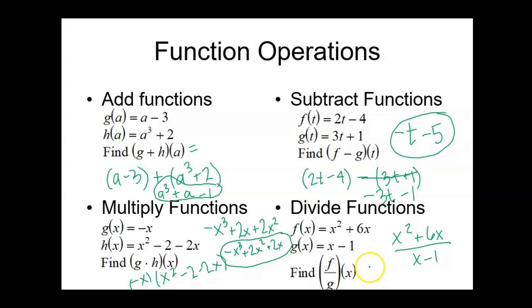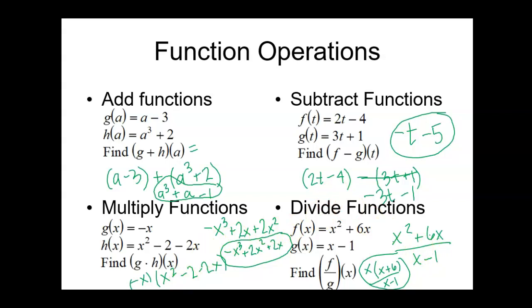On the top, I could factor out an x. If I pull the common factor of x up here, I'm going to get x times x plus 6 over x minus 1. So there's no matching factors top and bottom. On these, I'm really just more concerned that you know that you just take that function and put it over that one. So x squared plus 6x over x minus 1 would be fine.